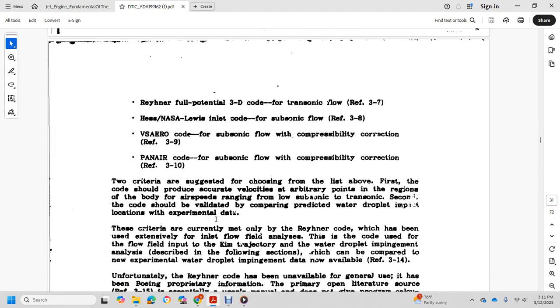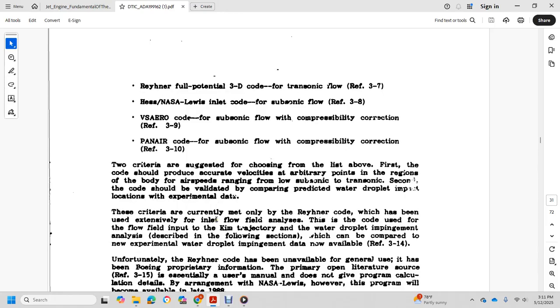Two criteria are suggested for choosing from the list above. The first is a code that produces accurate velocities at arbitrary points in the region of the body, with air speeds ranging from subsonic to transonic. The second is a code validated by comparing predicted water droplet impact locations with experimental data. These criteria are currently met only by the Rainier code, which has been extensively used for inlet flow field analysis.